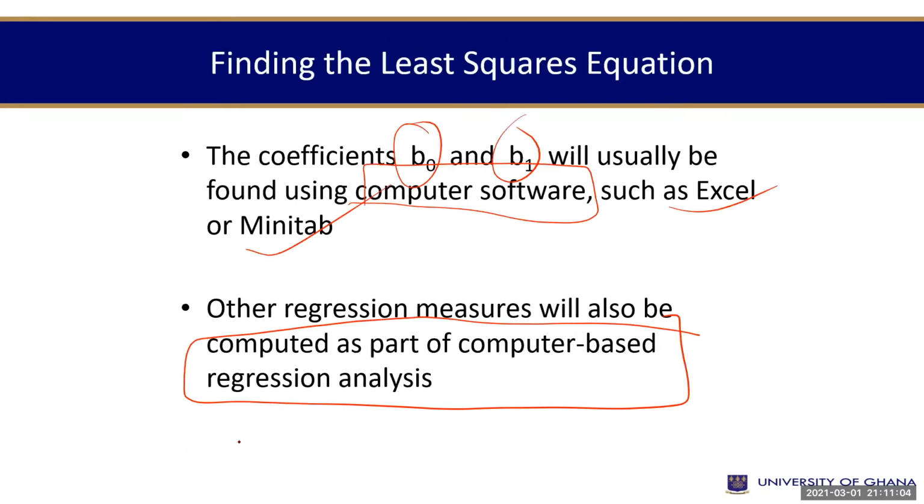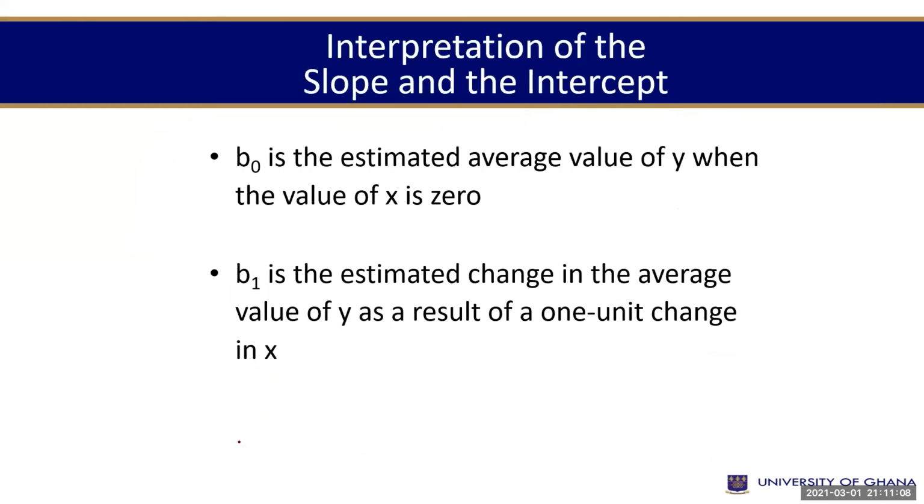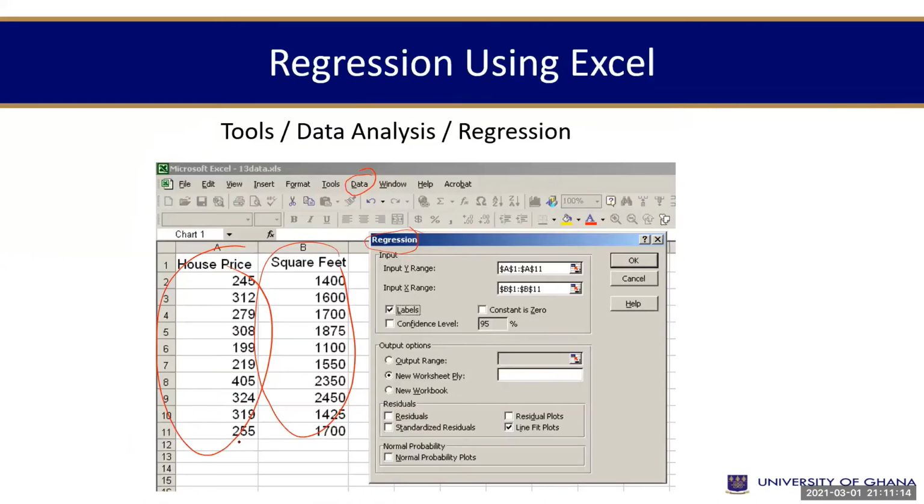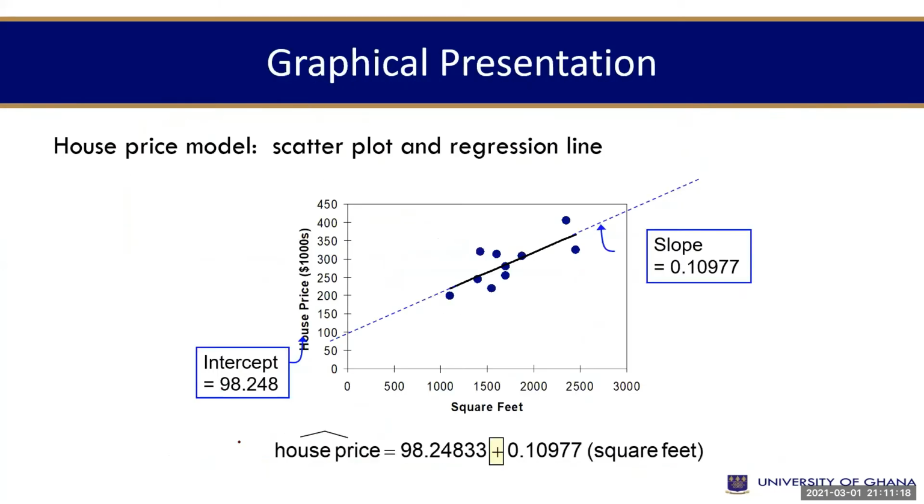Then B naught is saying that all other things being equal, if there is no change in the value of X, Y is going to be what? 0. Or Y will be equal to the beta naught.